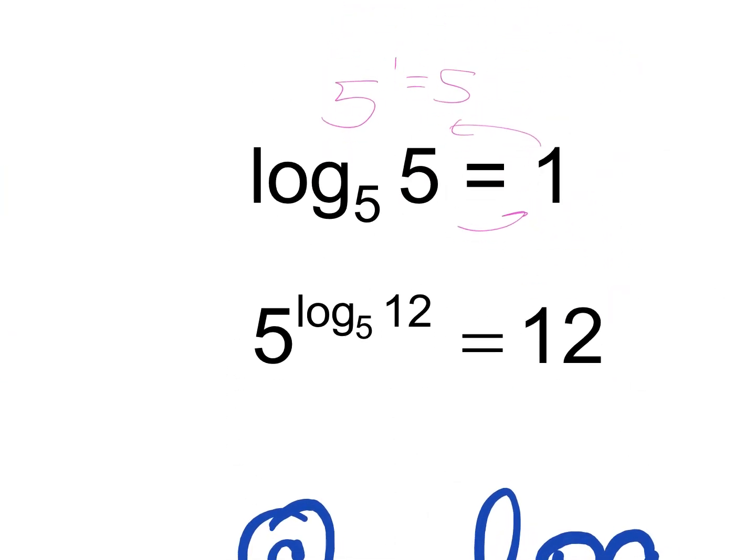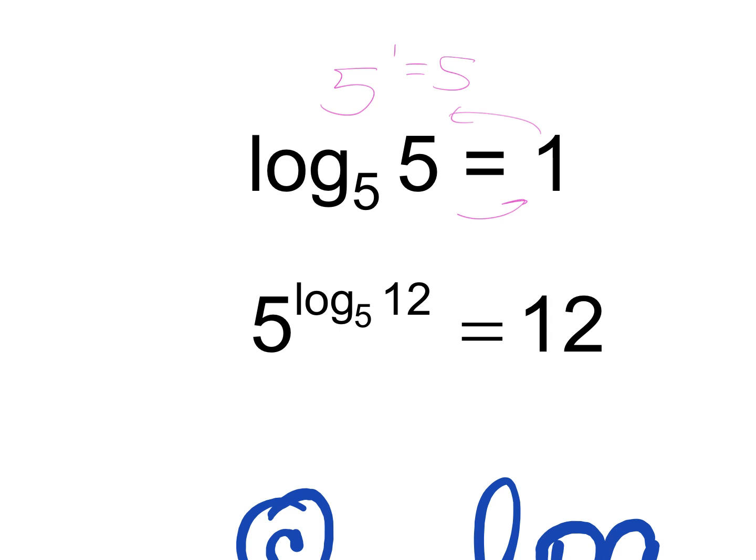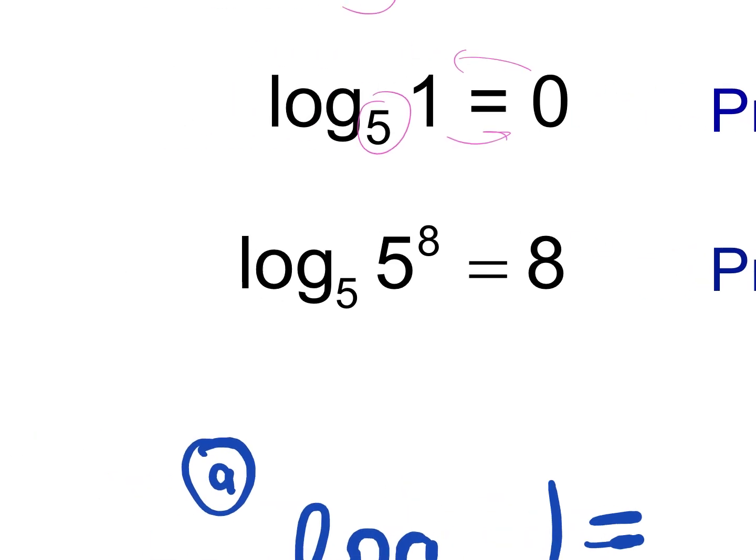So what do you notice here about this one? 5 with an exponent of log 5 to the what? What happens with 5 and log 5? They cancel out, so your answer is just what? 12. Good.